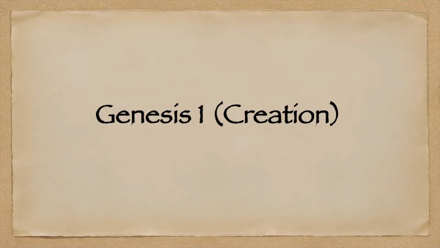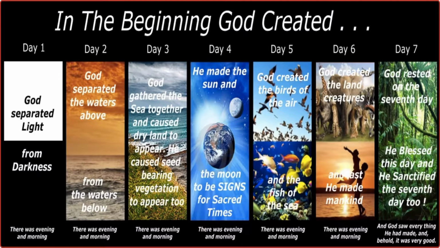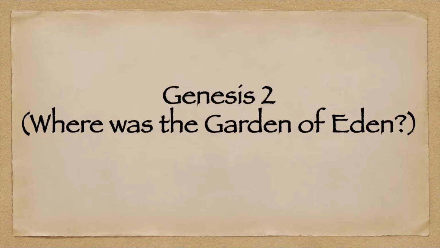Genesis chapter 1 covers creationism. If you take a literal approach to the scriptures, the Most High created the earth in 6 days, and he rested on the seventh. And then Genesis chapter 2 covers the Garden of Eden. Now, where was the Garden of Eden?